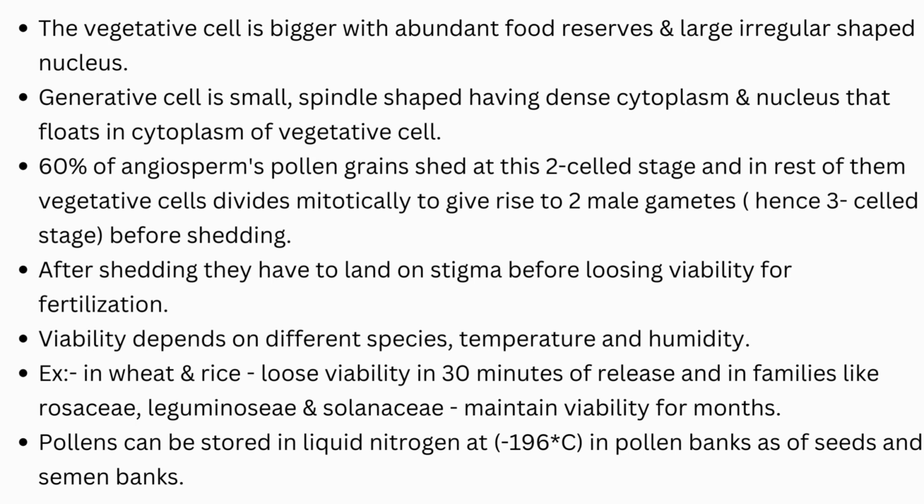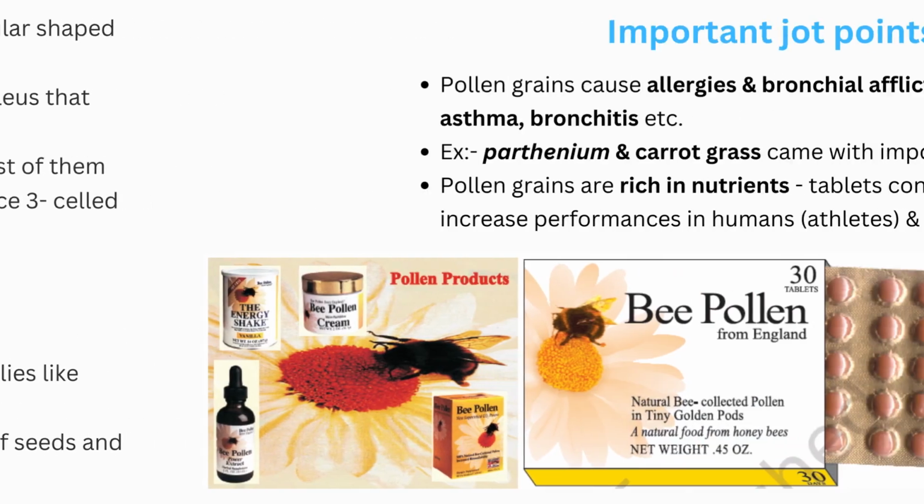For example, in wheat and rice, the pollen grains lose viability within 30 minutes of their release. Other than that, in families like Rosaceae, Leguminosae and Solanaceae, they maintain viability for months. Pollen can be stored in liquid nitrogen at minus 196 degrees Celsius in pollen banks, just like seed and semen banks.